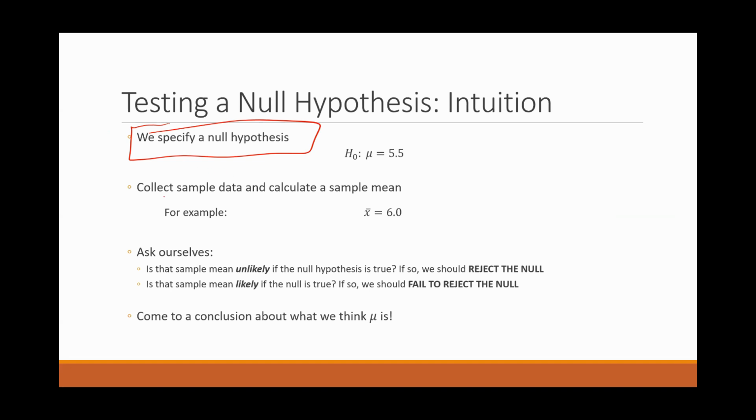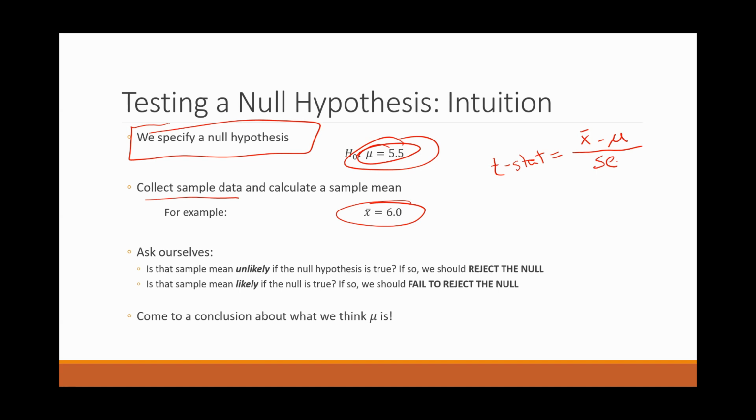Then we're going to collect sample data and calculate our sample mean. And we are going to use these two pieces of information to come to a conclusion about what we think mu is. Now, if you remember, at the end of last lecture, I had written out the equation for a t-statistic. The t-statistic is our sample mean minus mu, the population mean, divided by the standard error.